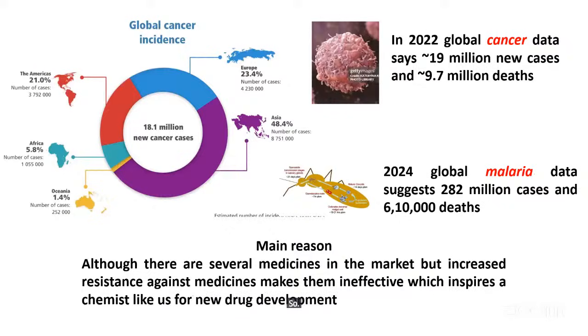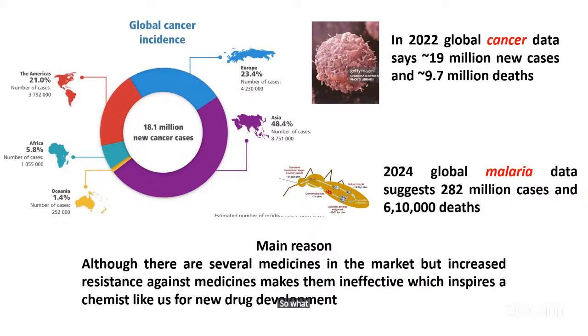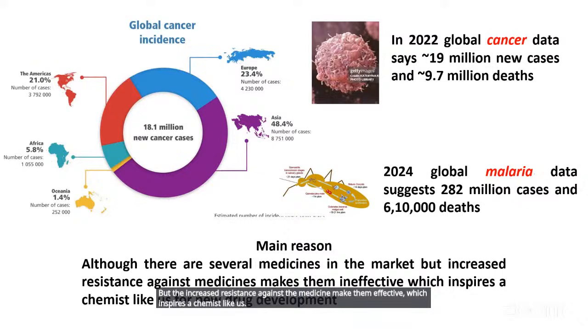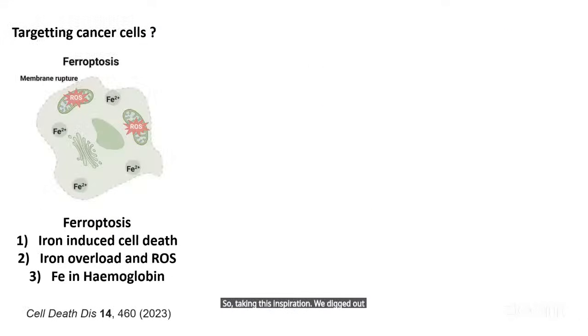You can also see on this graph that in Asia, we constitute around 48% of the cancer cases. So what could be the main reason? Although there are several medicines in the market, the increased resistance against the medicines makes them ineffective, which inspires chemists like us to do new drug development and new drug discovery. Taking this inspiration, we dug through the literature and thought about how cancer cells can be targeted.